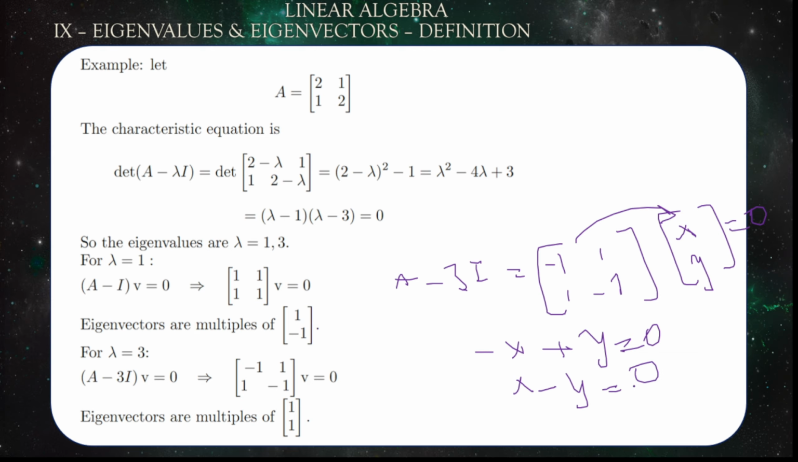Okay, in both cases you have x is equal to y. So we assume x is equal to 1. It needs to be chosen by us, a specific value. So for x equal to 1, y is equal to x, which is 1. And hence the eigenvector in such case for lambda equals 3 is 1, 1. These are the two eigenvectors we came up with.